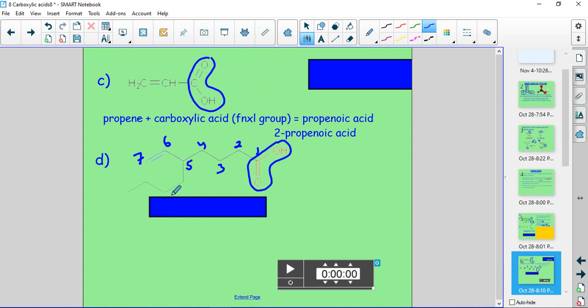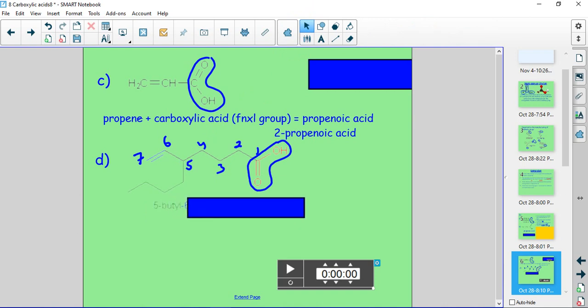Also notice in green here, I believe that's green, we have a branch, an alkyl branch that is 1, 2, 3, 4 carbons long. So that's going to be butyl. So butyl exists off of the fifth carbon. Okay, so 5-butyl. Then we get a double bond that exists off the 6th carbon, off of heptene.